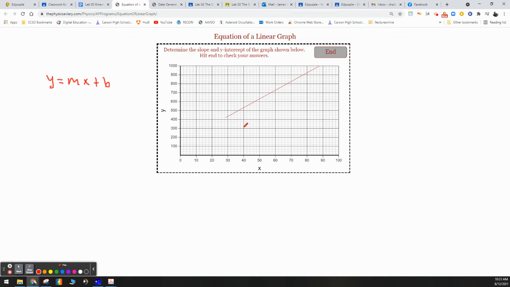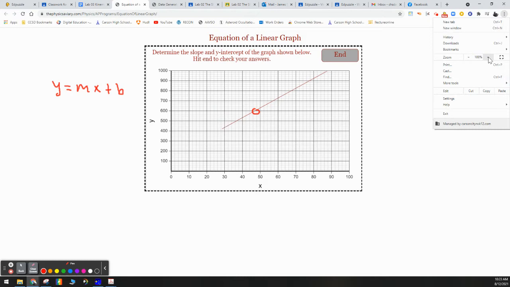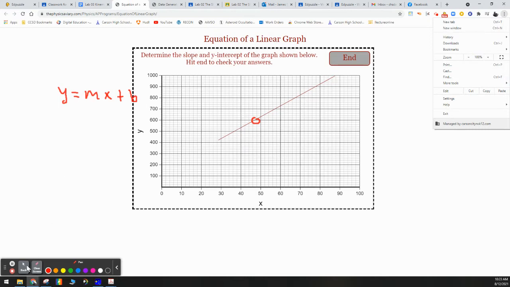So the key here is to try to find 2 points where the line goes to an exact coordinate. I'm thinking right here is one spot. Let me make it a little bit bigger so we can see this. There we go. And let me go back to the pin again. And where's another spot? We may have to guess a little. Yeah, maybe right here. It looks like these are 2 points here, right?